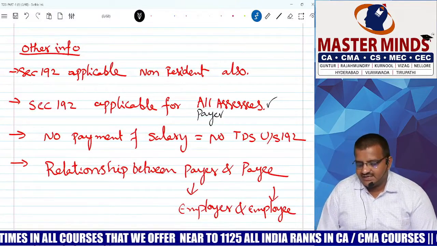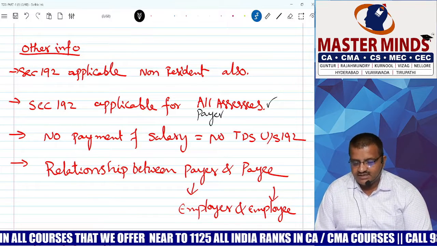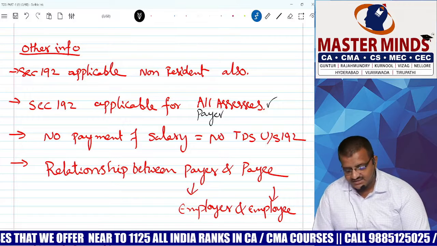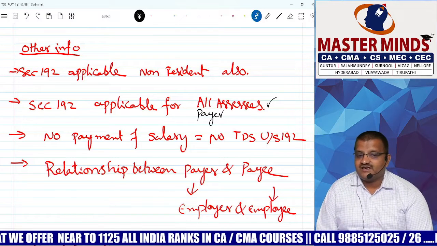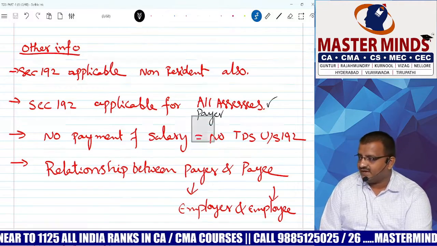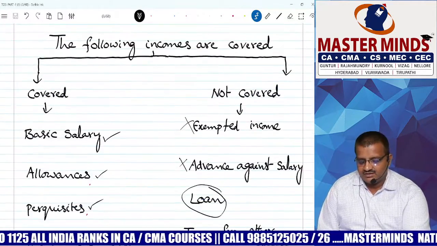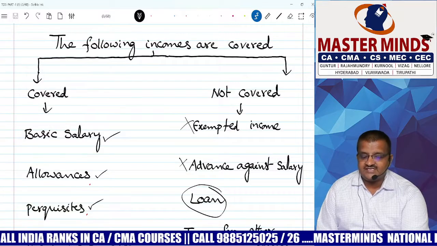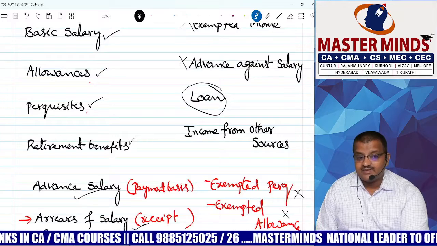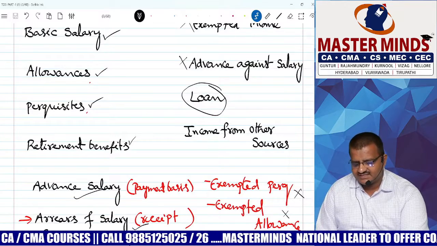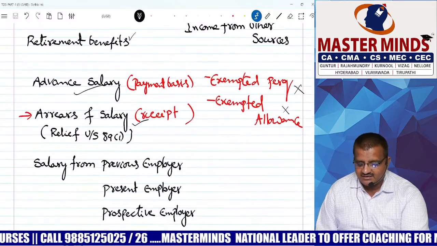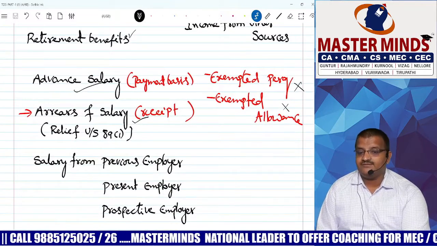Number 1, is it applicable to non-residents? Yes. Is it applicable to all assessees, with respect to the payer? Yes. Now, no payment of salary, no deduction. The relationship between payer and payee must be employer and employee. Now tell me, is basic salary subject to TDS? Yes. Allowances, packages, retirement benefit, gratuity? Yes or no? Advance salary, arrears of salary, salary from previous employer.